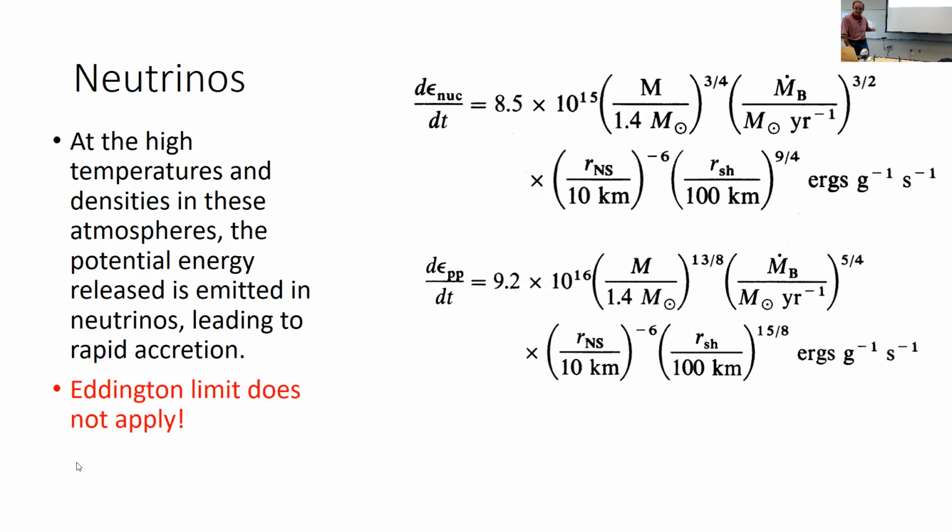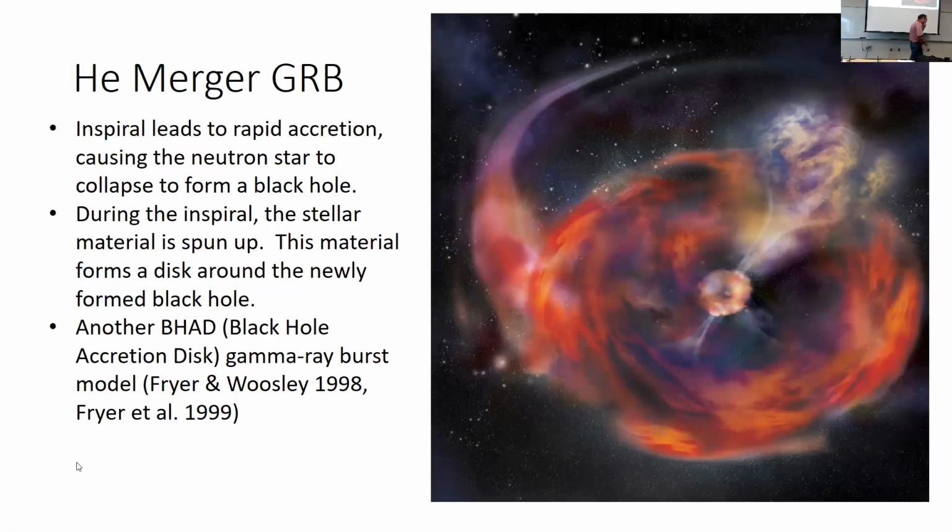So the question is, what does happen when you take a neutron star and let it spiral into a stellar core? In the gamma ray burst community, we know this. It's actually called, and it's okay, I apologize for the name.